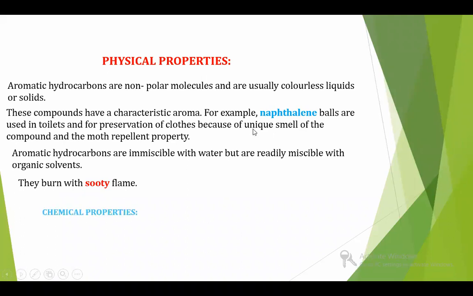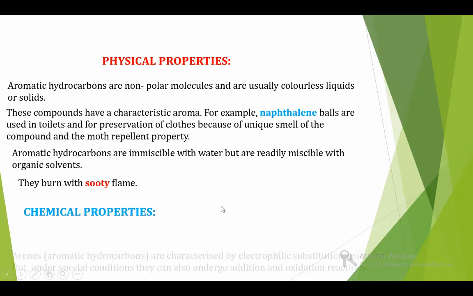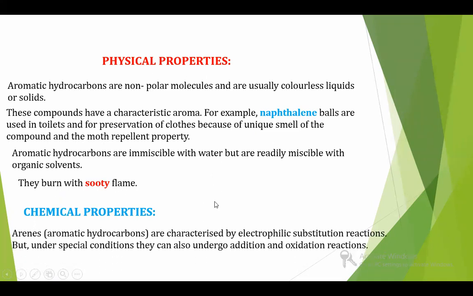Next, chemical properties of aromatic hydrocarbons. In chemical properties, we need to study how these react, which type of reactions they undergo, whether addition, substitution or elimination, what type of reaction is favored, and why it is favored in aromatic hydrocarbons.